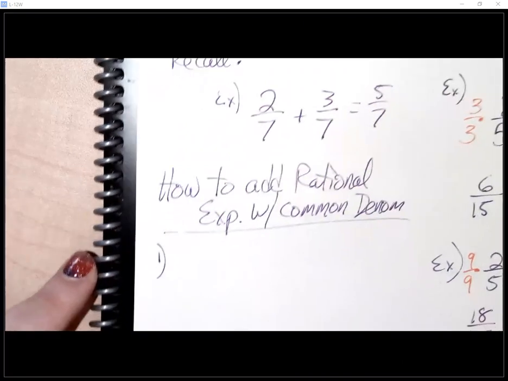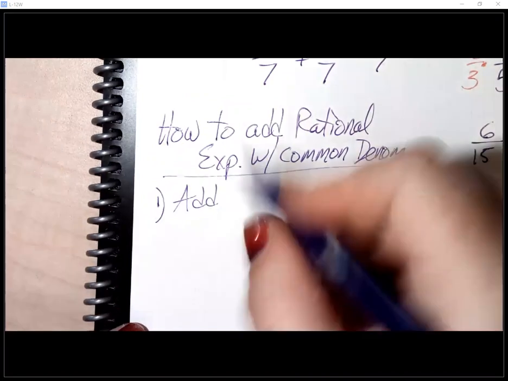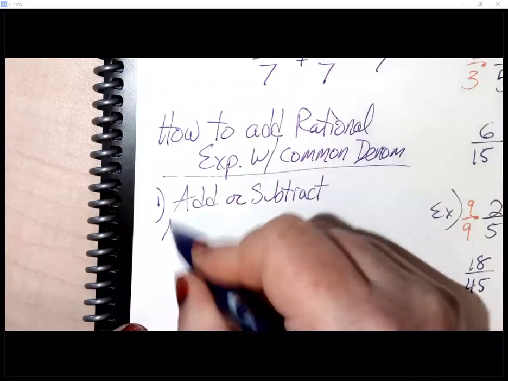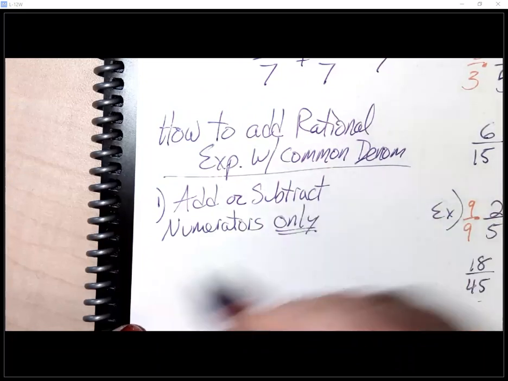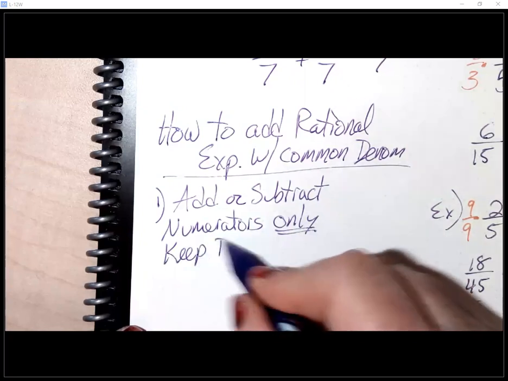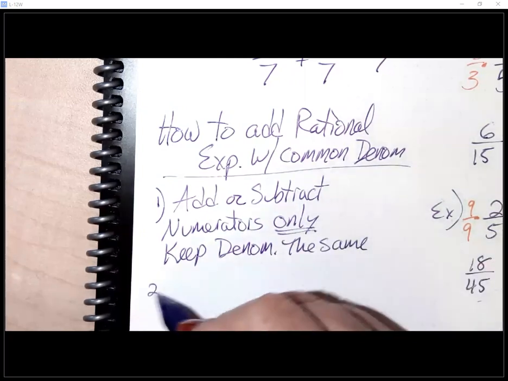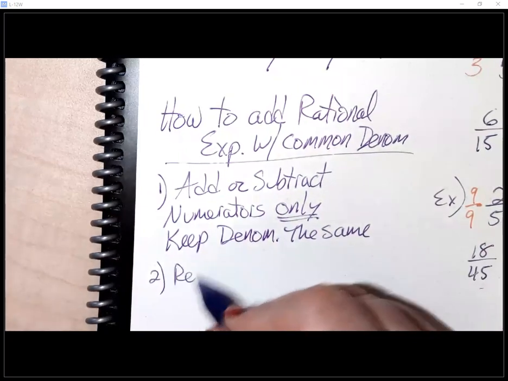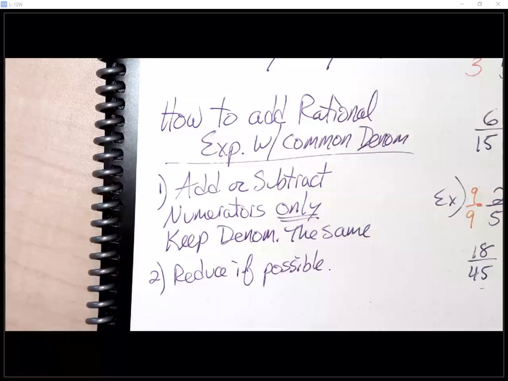First, we're just going to add the numerators, or subtract, I guess I should say, if it's a subtraction problem. Keep the denominator the same, just like we did with regular numbers. And then, once I've done that, I reduce if I can reduce. Reduce if possible. That's it. So when things are the same, life is really easy.